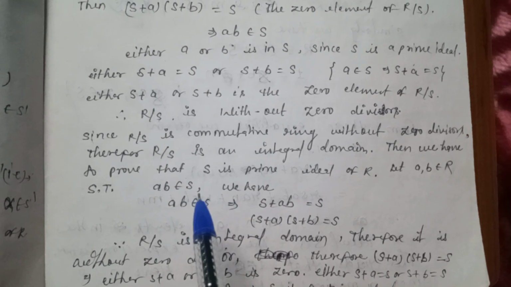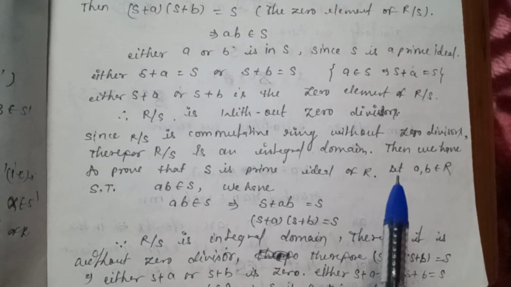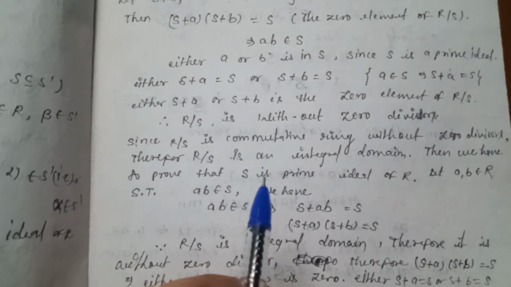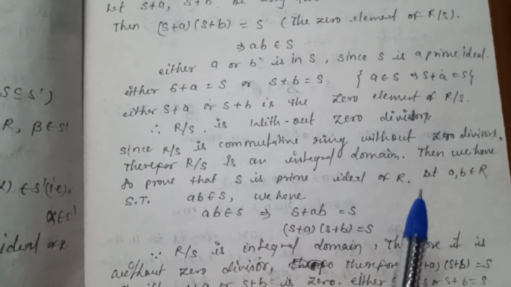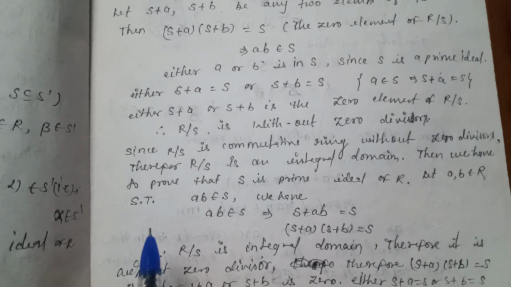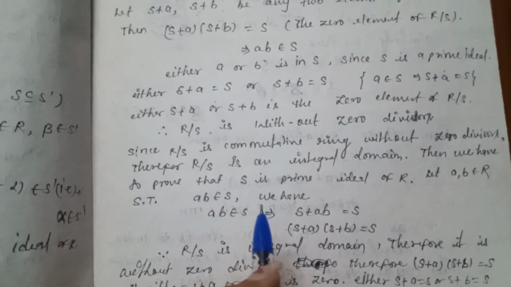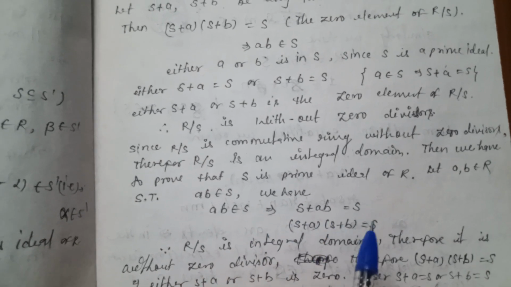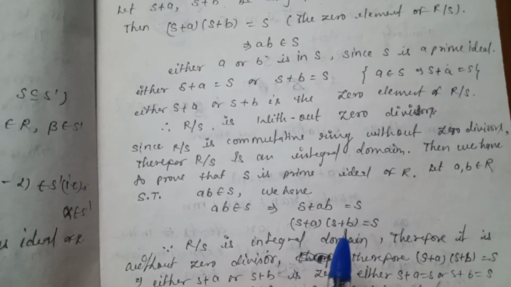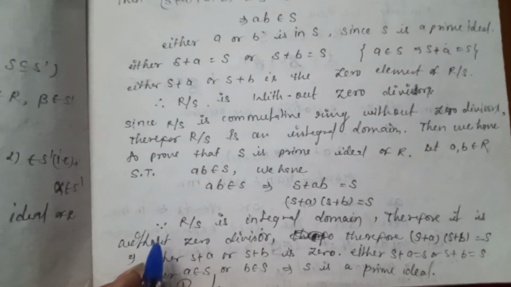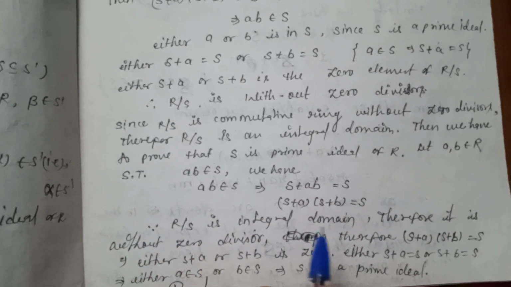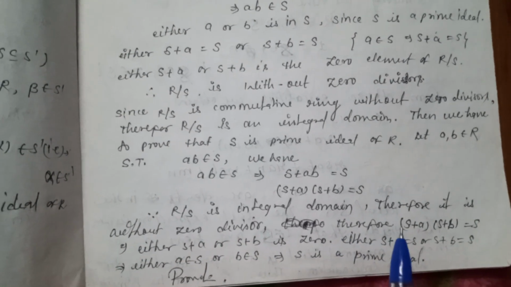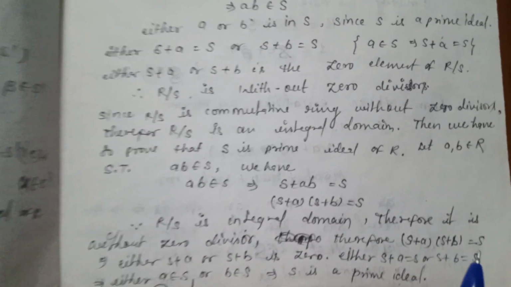Conversely, we have to prove that S is a prime ideal of R. Let a, b belong to R such that ab belongs to S. We have ab belongs to S, which implies that S + ab is equal to S. So (S + a)(S + b) is equal to S. Since R/S is an integral domain, therefore it is without zero divisors.